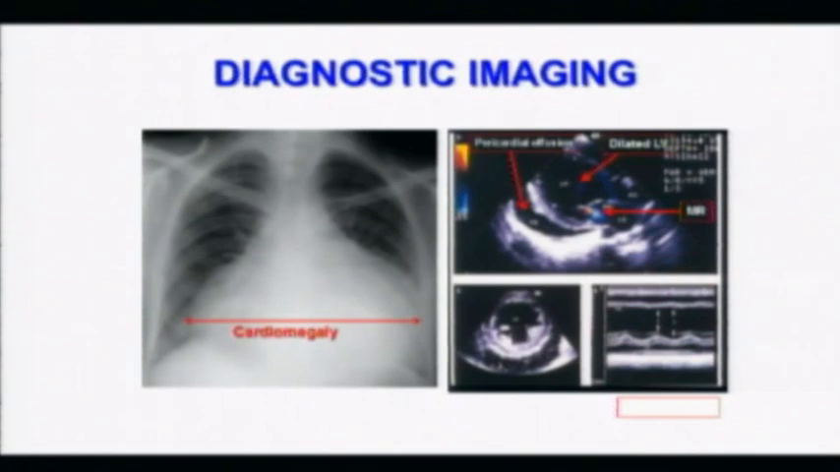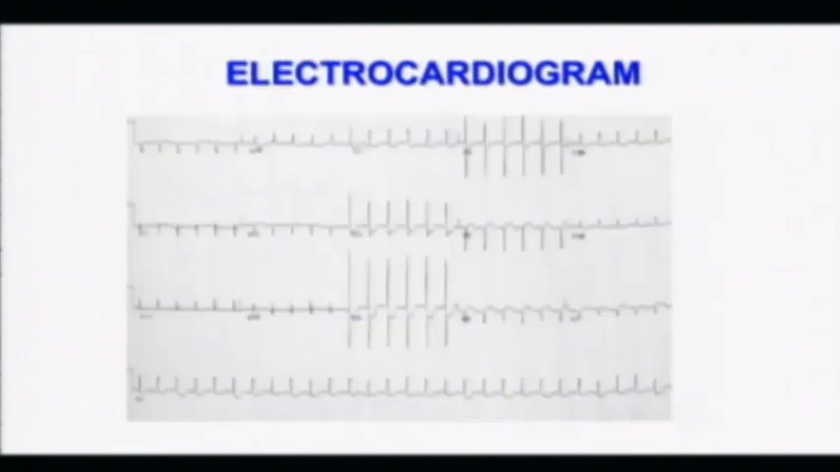So dilated LV, effusion, mitral regurgitation, dilated LV, and LV dysfunction. Here's an electrocardiogram, and I'm going to point out a few things. In leads 1 and AVL, we have Q waves. We have ST segment abnormalities across the board.